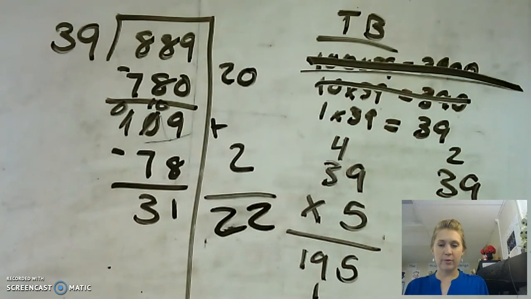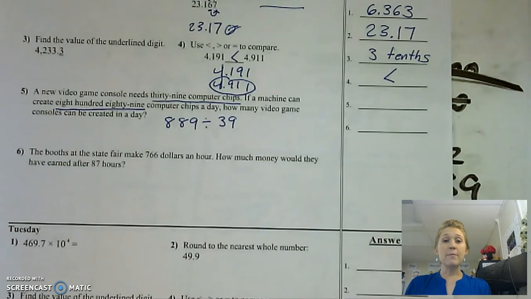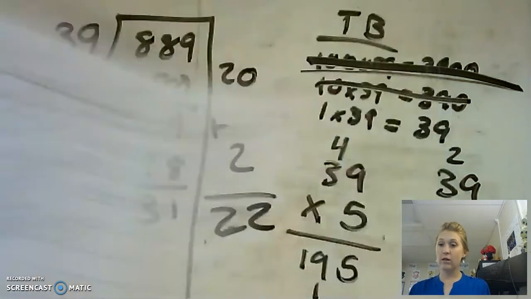All right, but let's go back to our problem because we don't normally have remainders in the real world, right? The remainders mean something. So let's go back to our problem, okay? All right, a video game console is going to need 39 computer chips, okay? If a machine can create 889 computer chips in a day, how many video game consoles can be created in a day?